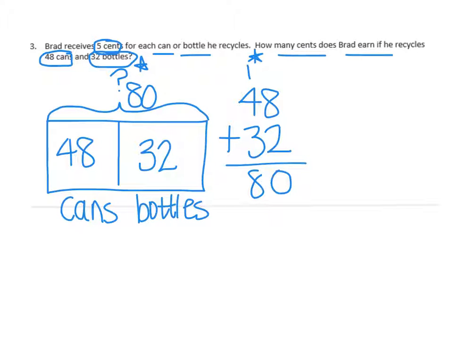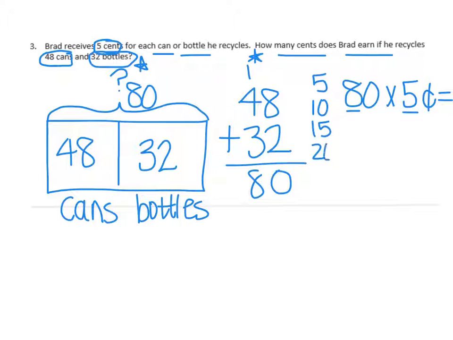So now I need to go back to my first sentence where it says that he receives 5 cents for every can and bottle that he recycles. So now I'm going to have to multiply 80 times 5. So remember the trick. I'm just going to look at the 8 times 5 first. I'm going to write my 5's down 8 times to see what I get.